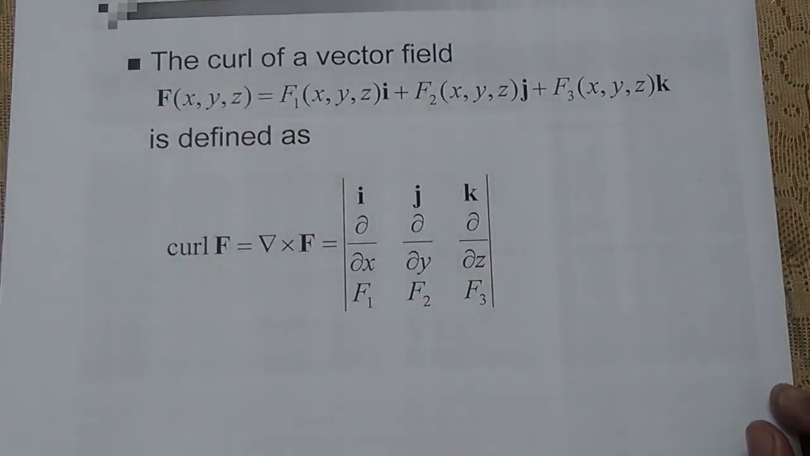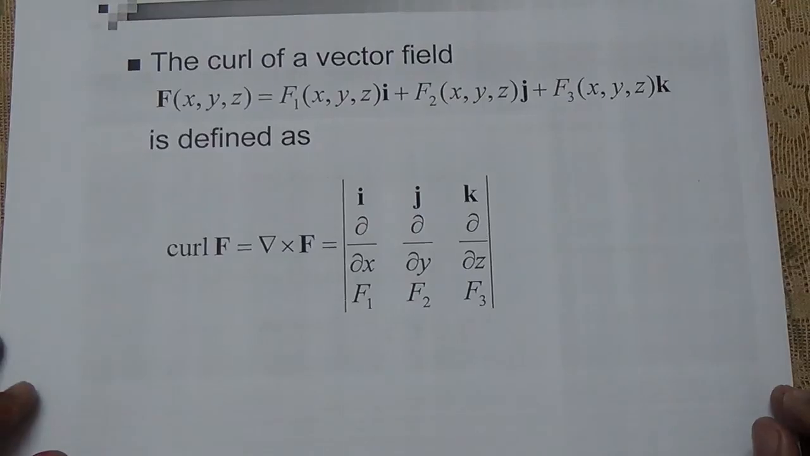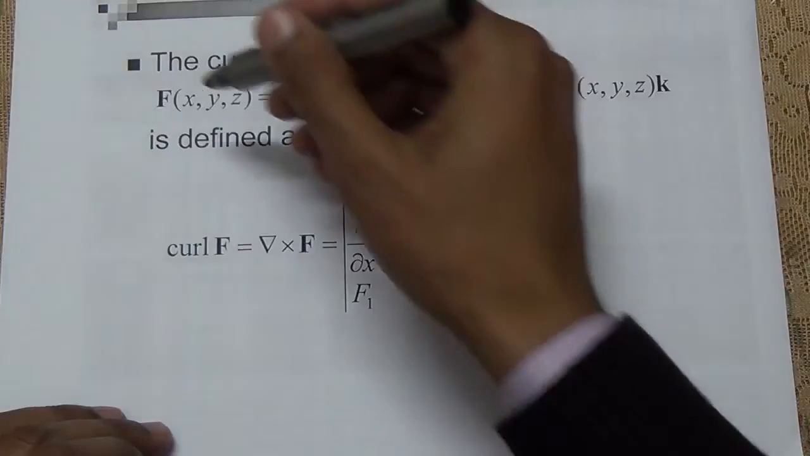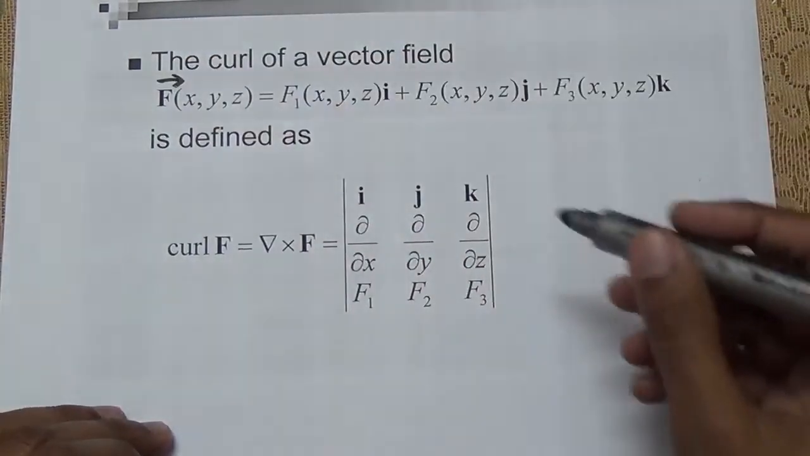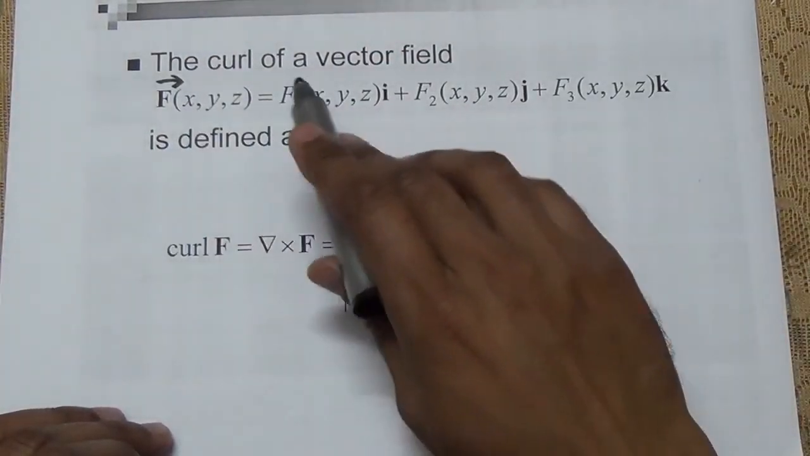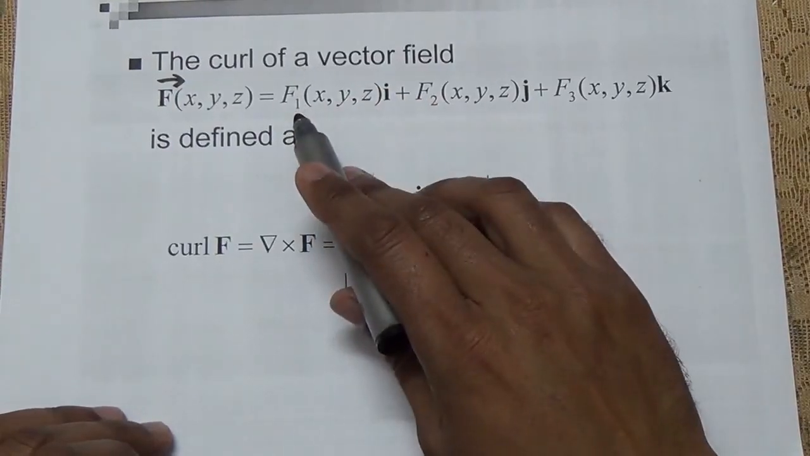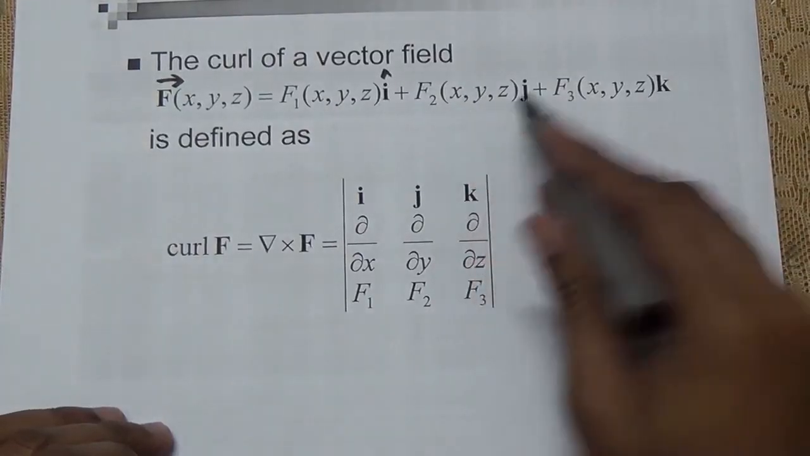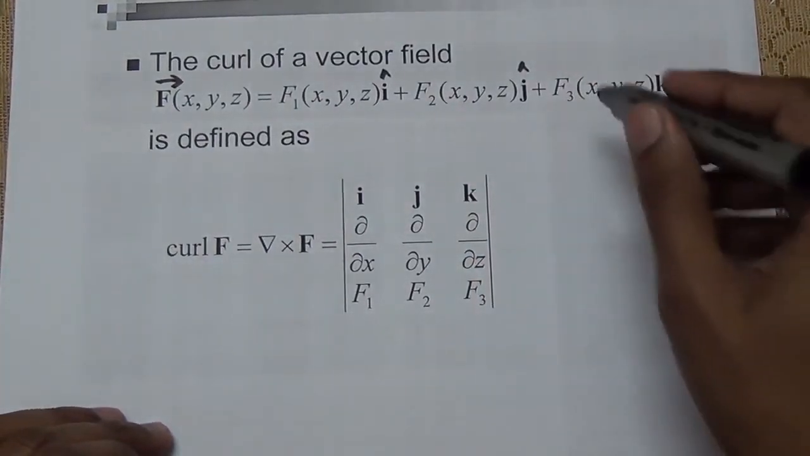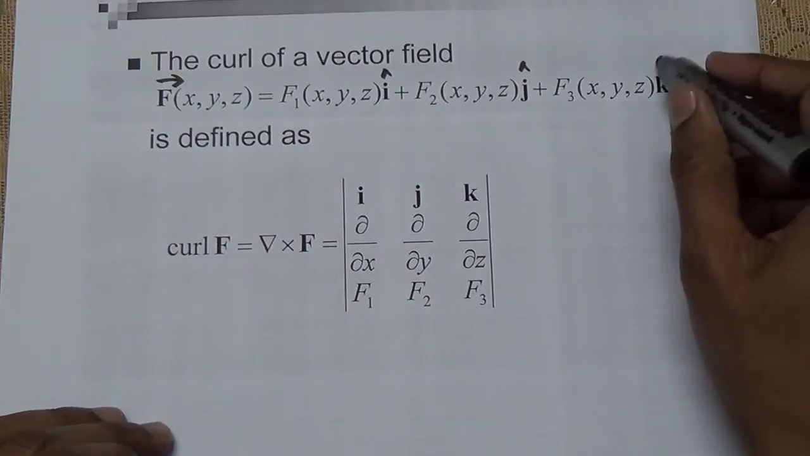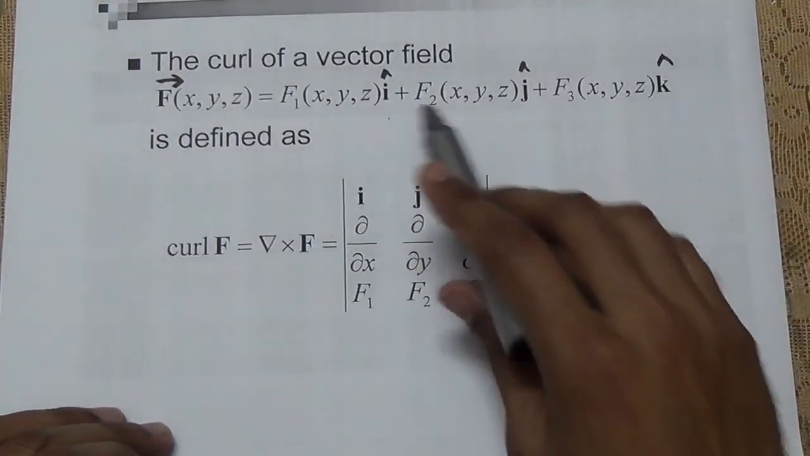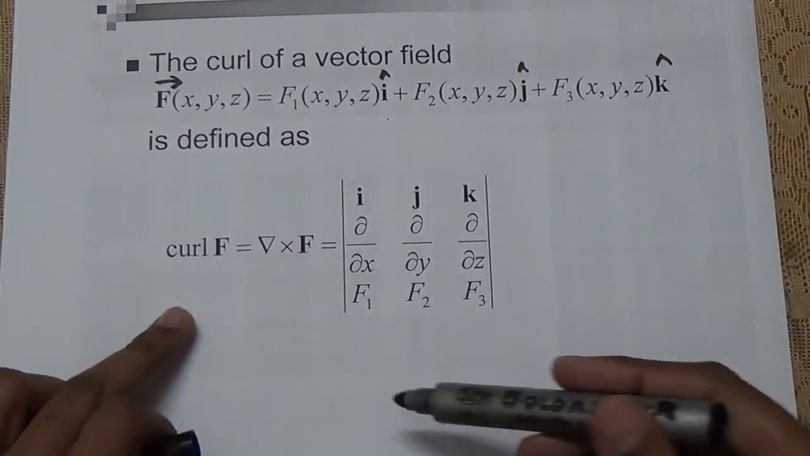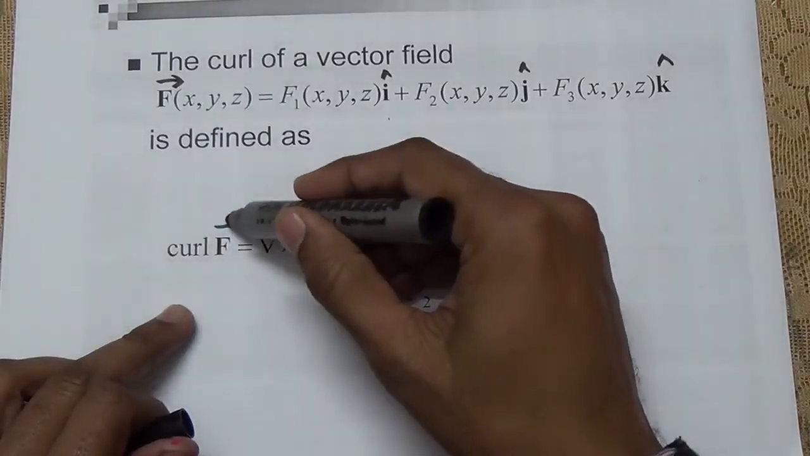How to write mathematically this curl operation on any vector field function? For that purpose we are writing here this vector F, that is a field function. F1 is the field component along the x-axis, F2 is the field component along the y direction, F3 is the field component along the z direction, where these i, j, k are the unit vectors. So how to define this curl F mathematically?